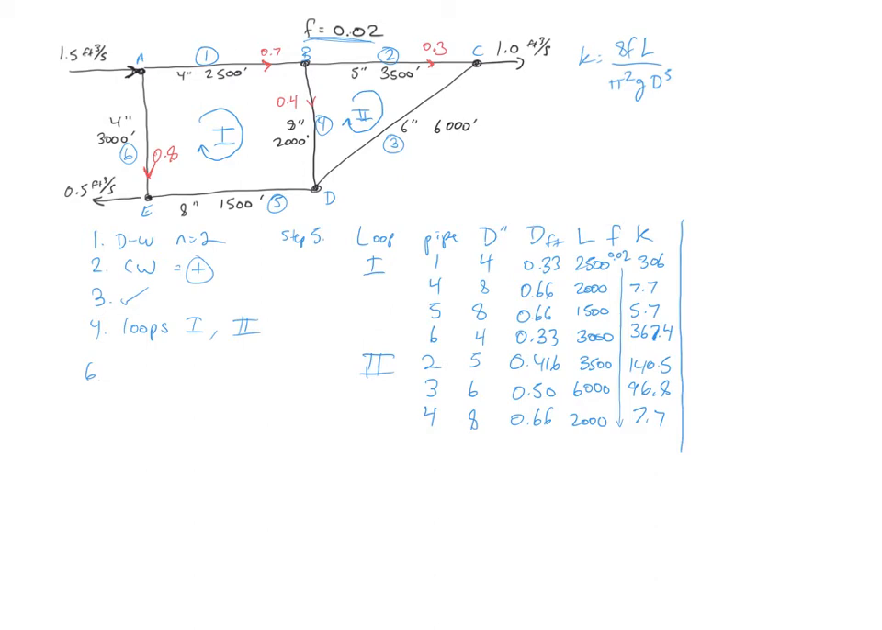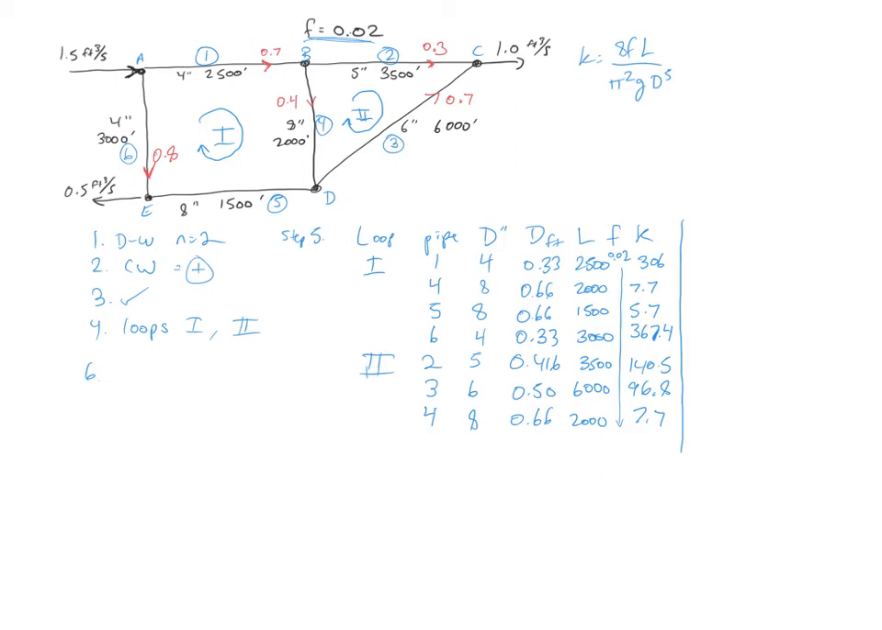Now I get up to junction C. I've got 0.3 coming in from the left, and I've got 1.0 leaving to the right. So now I know what must be in pipe 3. I have to have 0.7 coming from there to make continuity work at junction C.